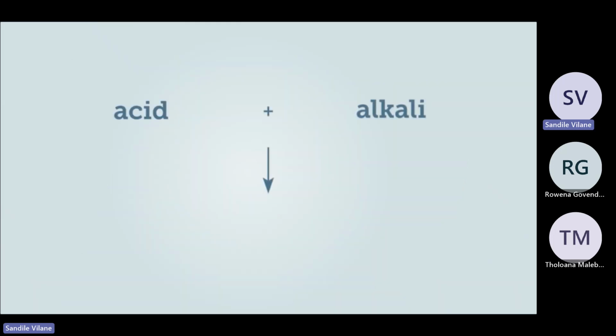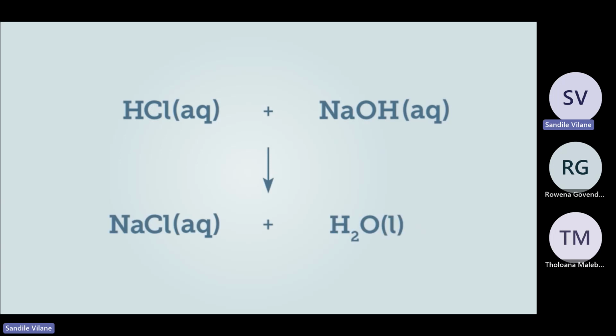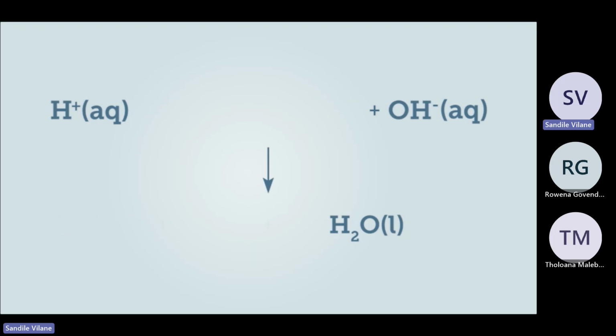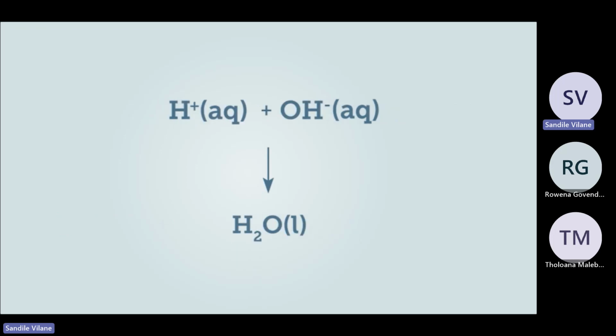An acid and alkali react to form a salt and water. For example, sodium hydroxide and hydrochloric acid react to form sodium chloride and water. If we draw the dissolved compounds as ions, we can simplify the equation leaving out the sodium ions and the chloride ions. They are known as spectator ions because they appear on both sides of the equation. When we have removed all the spectator ions, we are left with the net ionic equation, showing just the hydrogen ion and the hydroxide ion reacting to form a molecule of water.